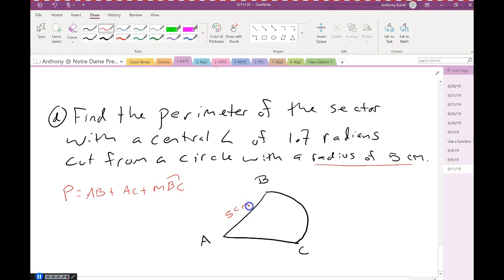And I know when I cut my slice of pizza, we're cutting where the point is at the center of our circle, right?